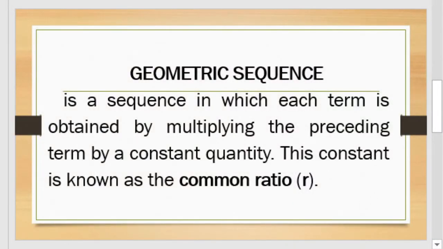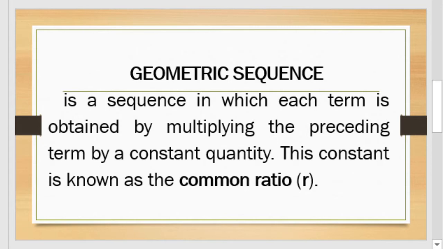First, let us recall the definition of geometric sequence. A geometric sequence is a sequence in which each term is obtained by multiplying the preceding term by a constant quantity. This constant is known as the common ratio. So, mga giingon nato, no? Nga, the geometric sequence has what we call the common ratio.